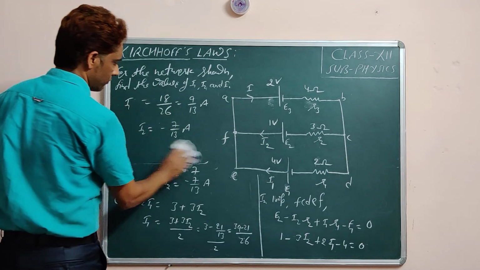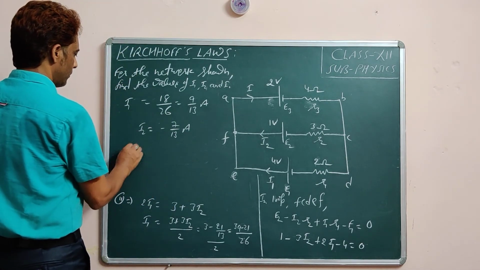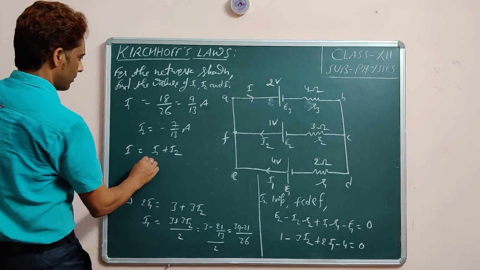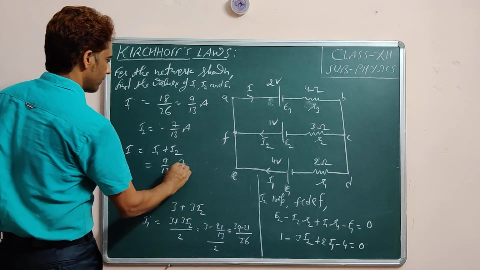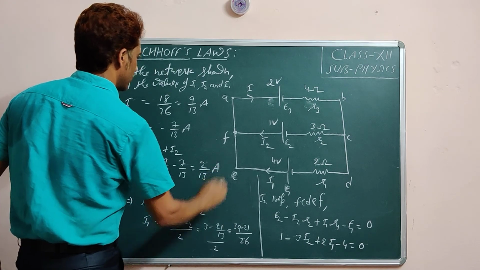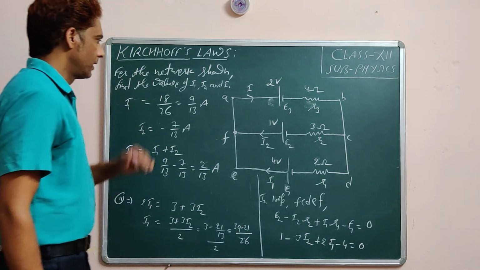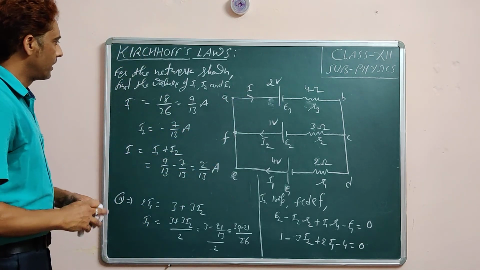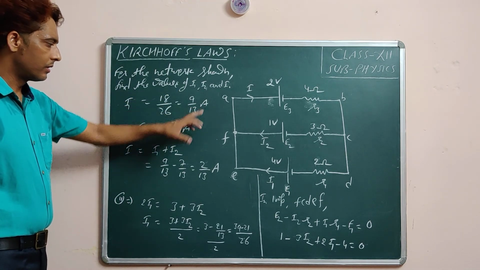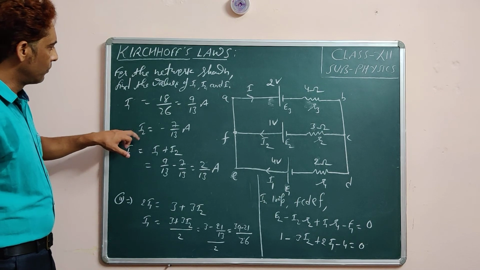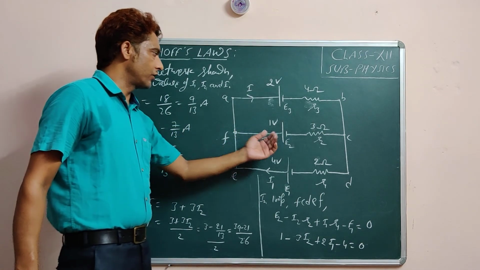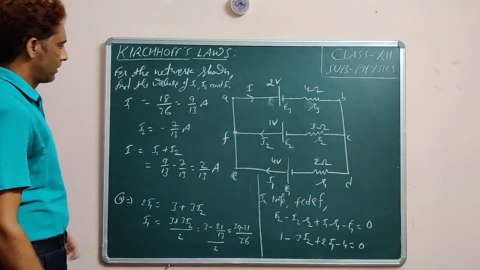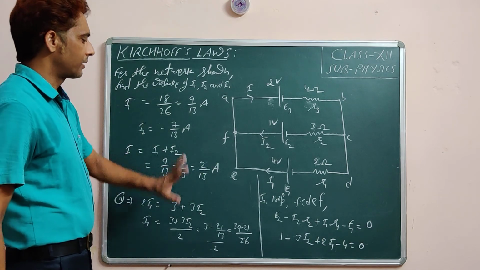And the net current I is equal to I1 plus I2, that is 9 by 13 minus 7 by 13 equal to 2 by 13 ampere. So actually we should write I1 is equal to 9 by 13 ampere. I2, here I have assumed the direction toward this side, but actually the direction is toward the other side, so it should be equal to 7 by 13, and I is equal to 2 by 13 ampere.